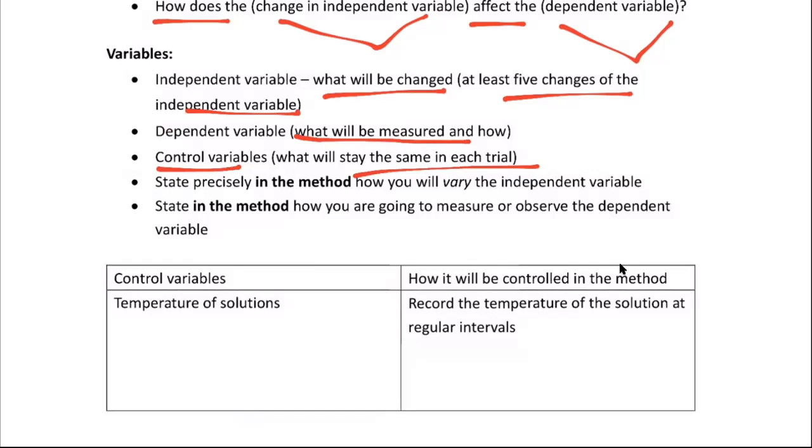I'm going to use the same equipment. So I'm going to use the same timer. I'm going to use the same balance to measure all the masses. I'm going to use the same glassware, okay? And there are several other things, but everything that's not independent or dependent, everything else is a control variable.